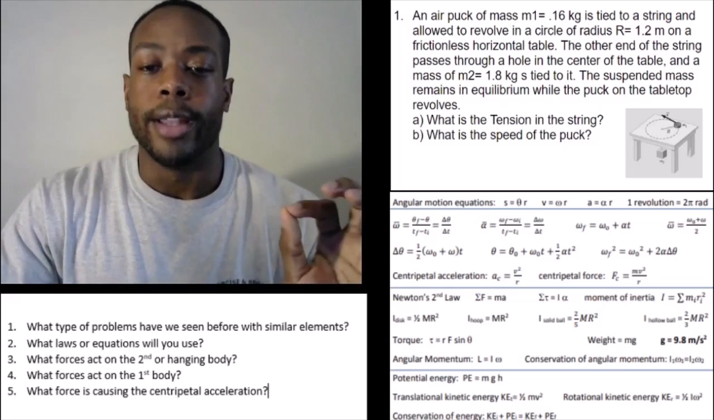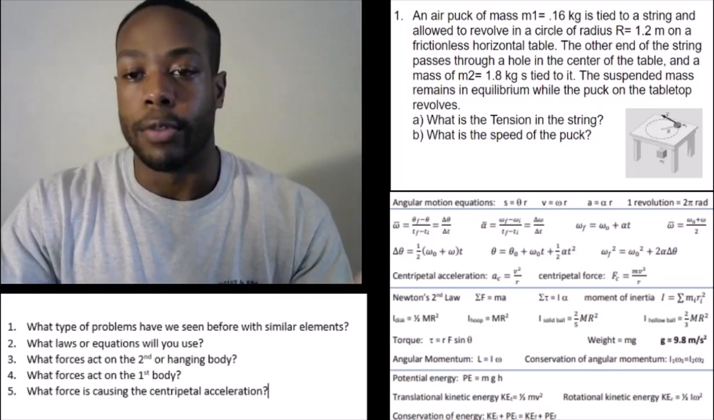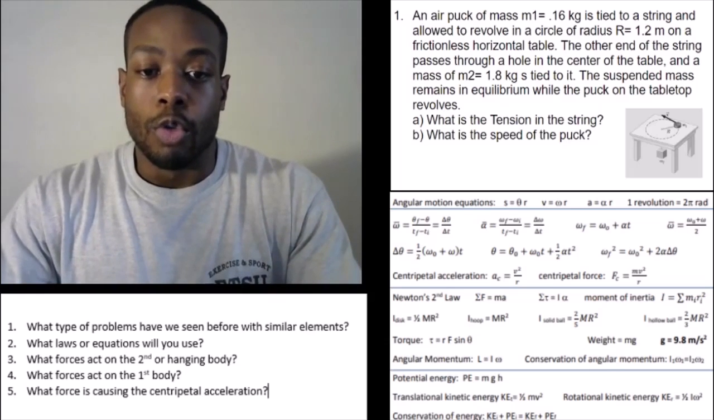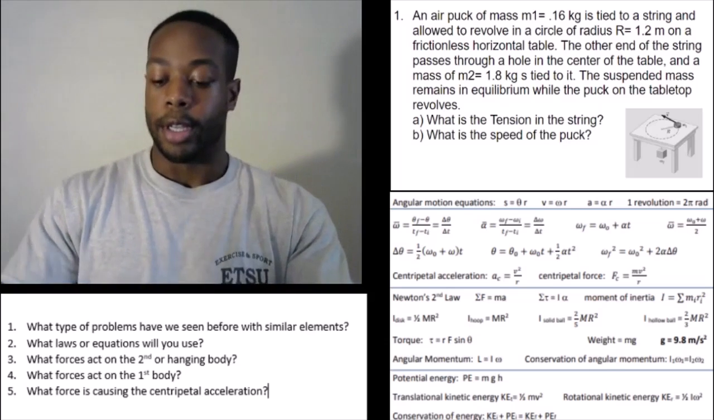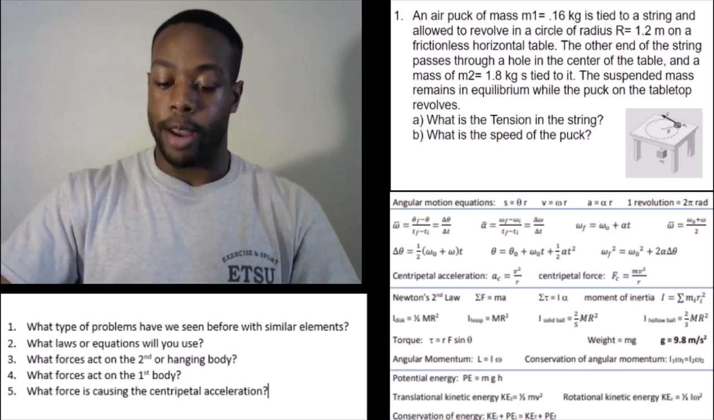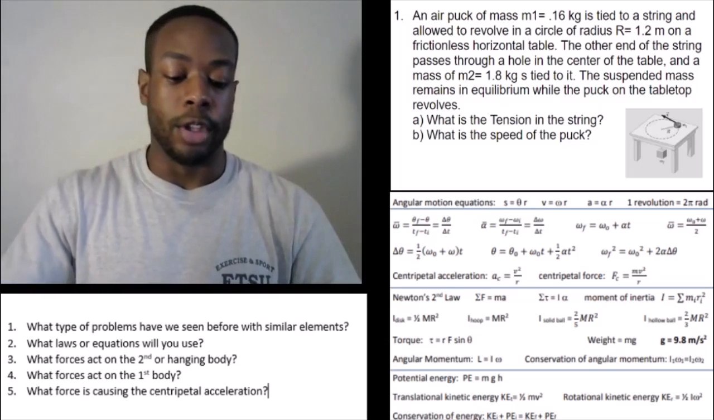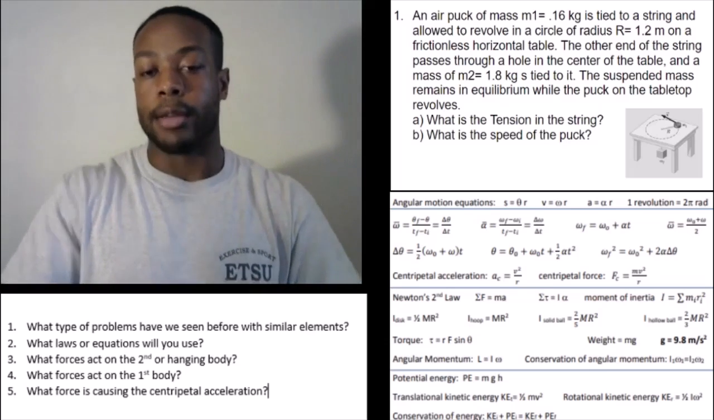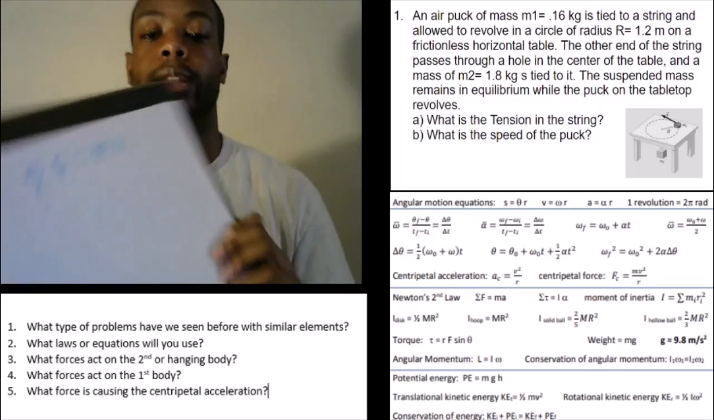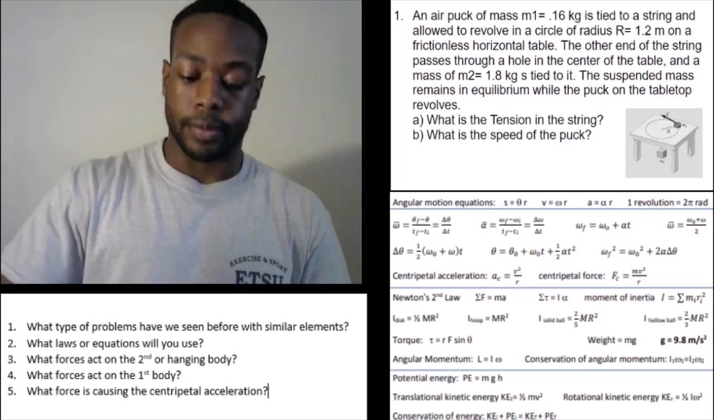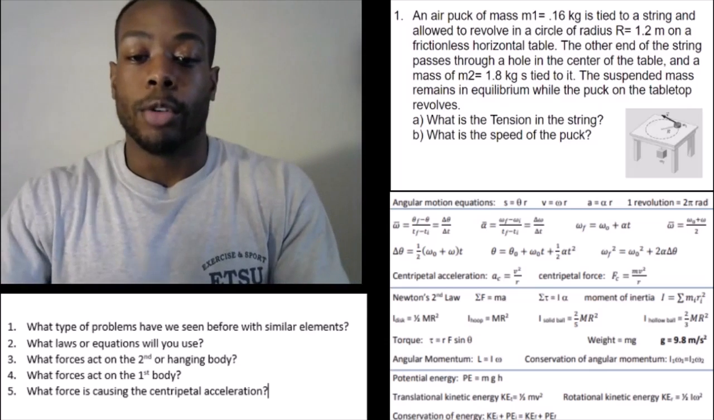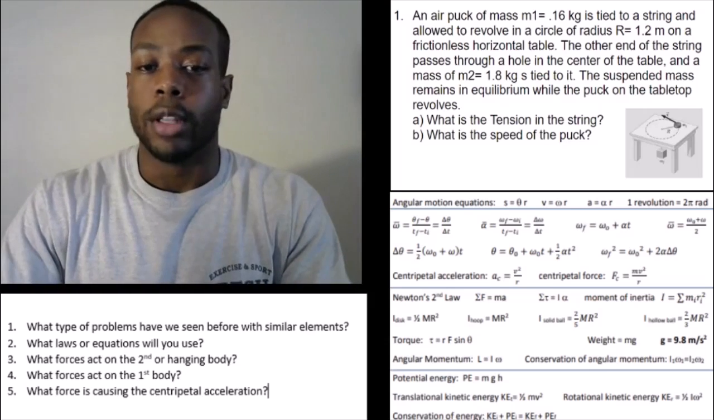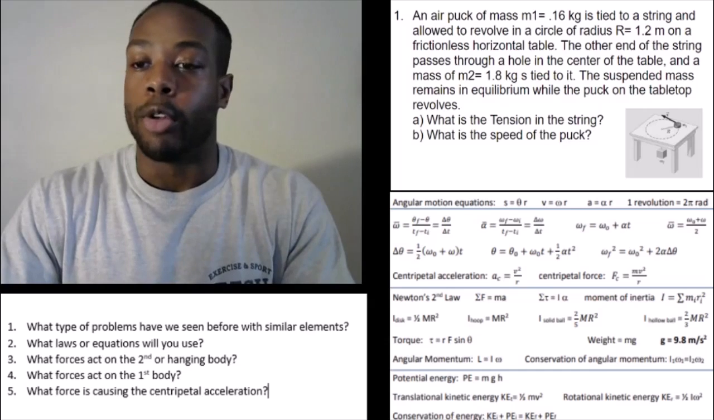You're going to look at one mass separately from the other, do a free body diagram of both. That's your process. Two, what laws or equations will you use? Here, it's pretty straightforward. I basically already told you, but you would use Newton's second law. So that's just sum of the forces equals mass times acceleration. And that's not overly difficult. You also want to know what forces act on the second or the hanging body, and that's where you differentiate. So that builds on the first two questions. What forces act on the second or the hanging body?